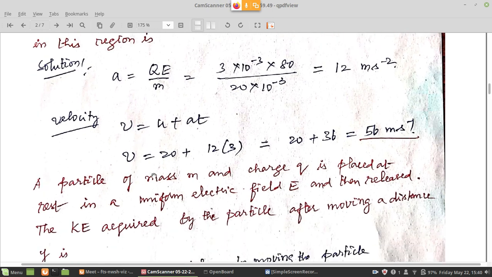The final velocity is initial velocity plus acceleration into time. So it is v is equal to u plus at formula. So v is equal to 20 plus 12 into 3 seconds. That is equal to 56 meters per second. This is how we can get the final velocity of the charged particle entering an electric field.